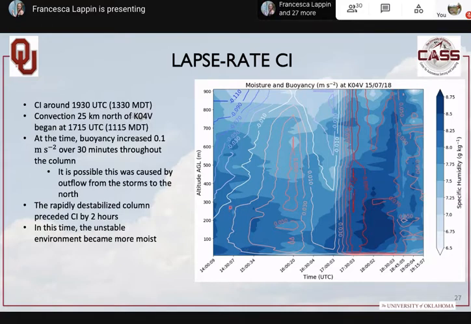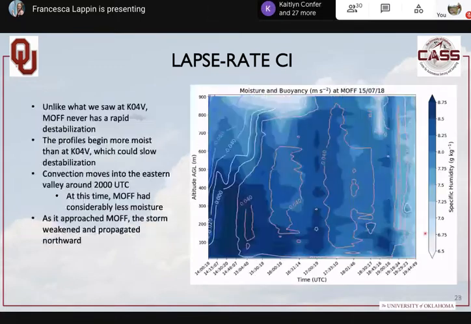As for the moisture, moisture is increasing with time, where we get a moist layer occurring at lower levels during this time, just an hour before convection really occurs at this site. So comparing that against the Moffett site, we don't necessarily see the same story play out.